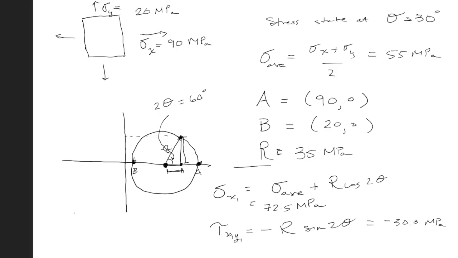Okay, and so if you wanted to draw a properly oriented element, it would be an element like this. Right? It's rotated 30 degrees. This value here, sigma x1, is 72.5. And then this is a negative shear stress, which means it's pointing in this direction, so it's 30.3. And then if you wanted to know the normal stress here, you would evaluate this point. Right? So the taus would be just equal and opposite, and then this would just be whatever that distance is.